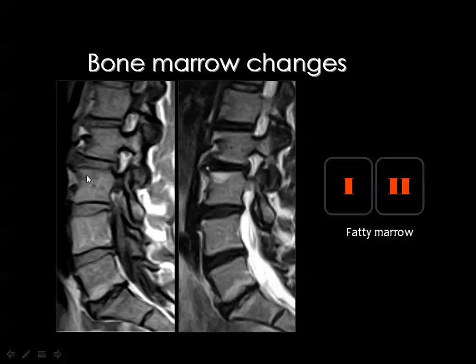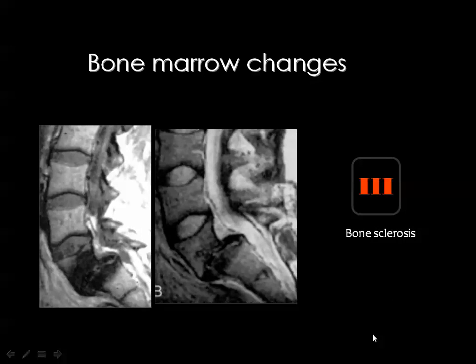Here you see low signal in the T1 and high signal in the T2, denoting type 1 bone marrow edema. Then this is high signal in the T1 and high signal in the T2, and this is fatty degenerative changes at L5S1 level. Then the third type is bone sclerosis, which will appear black in the T1 and also black in the T2 because it is almost similar to the cortical bone.